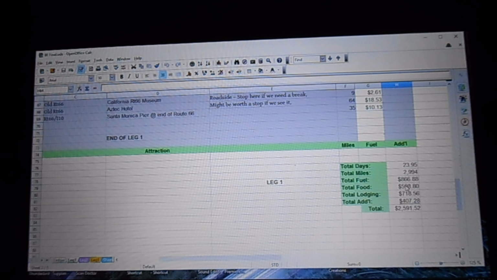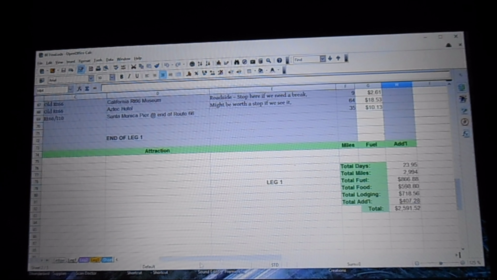Total food, you go back to your food budget, expense per day, times the number of days, and get this number. Same thing with lodging, same thing with additional. And that calculates your total expense for this leg.